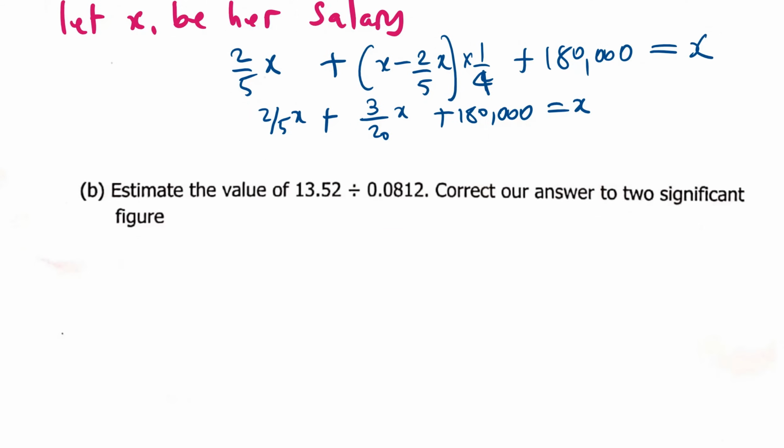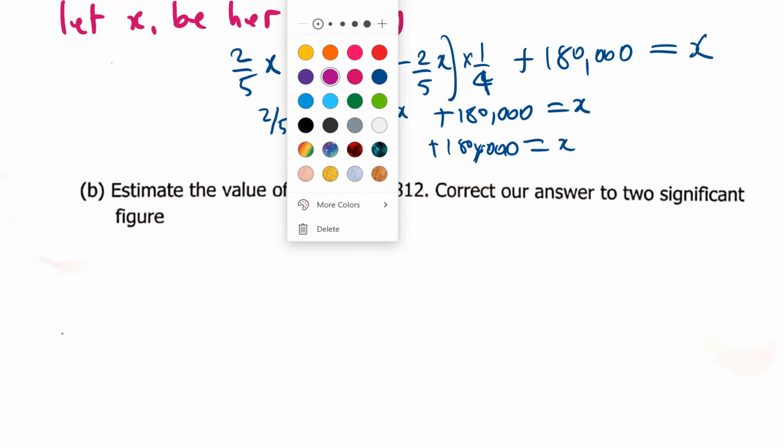When you add here, you have a common denominator here, it is 20. So by 20 it is 4 times 2, you get 8. So 8x plus 3x plus 180,000 equals to X. So what is the result?